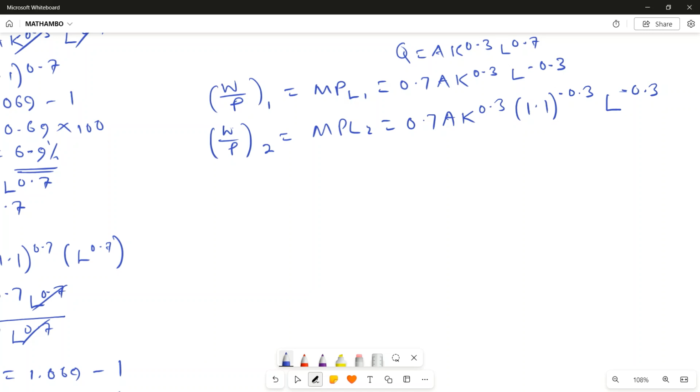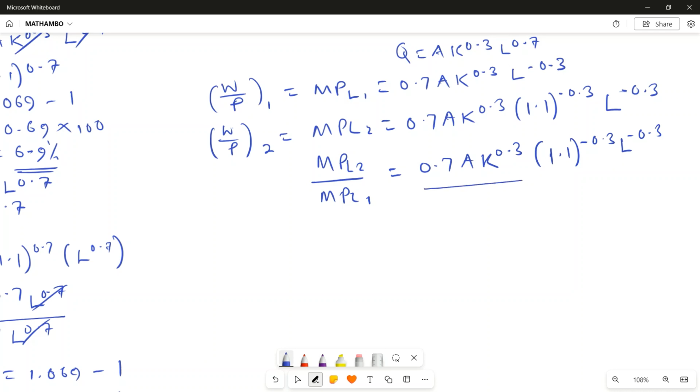Then you make a ratio, and this ratio should be MPL2 over MPL1. So this will give you 0.7 AK to the power 0.3, then 1.1 to the power minus 0.3, labor to the power minus 0.3. This whole thing, you are dividing it by the initial marginal product with respect to labor, which is 0.7 AK to the power 0.3 L to the power minus 0.3. So this will cancel and that will cancel, the labor will go. You're going to remain with 1.1 to the power negative 0.3.